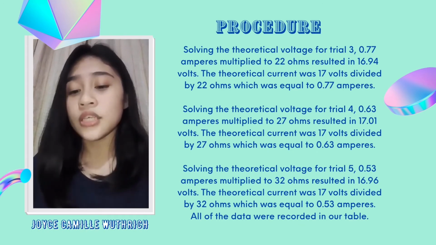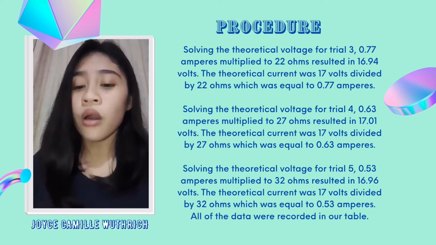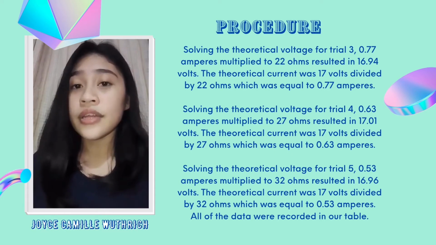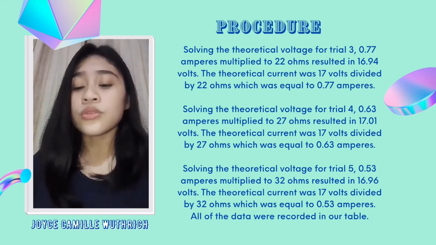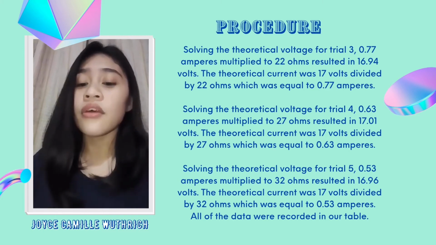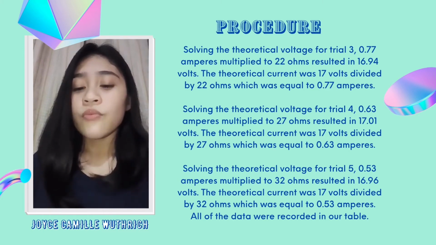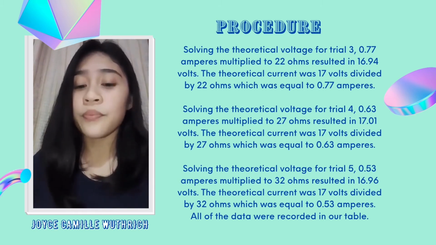Solving the theoretical voltage for trial 3, 0.77 amperes multiplied by 22 ohms resulted in 16.94 volts. The theoretical current was 17 volts divided by 22 ohms, which was equal to 0.77 amperes. Solving the theoretical voltage for trial 4, 0.63 amperes multiplied by 27 ohms resulted in 17.01 volts. The theoretical current was 17 volts divided by 27 ohms, which was equal to 0.63 amperes.